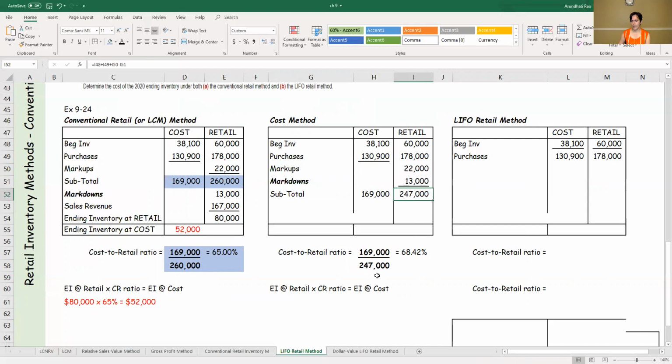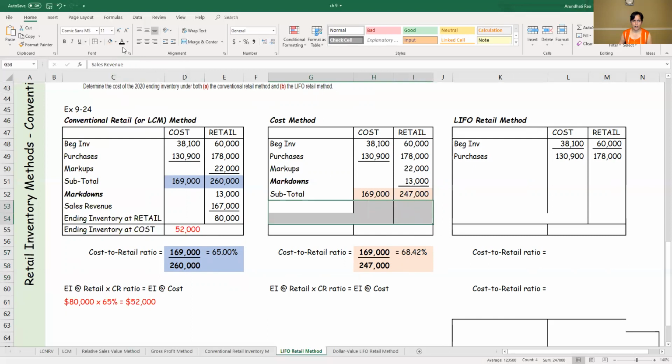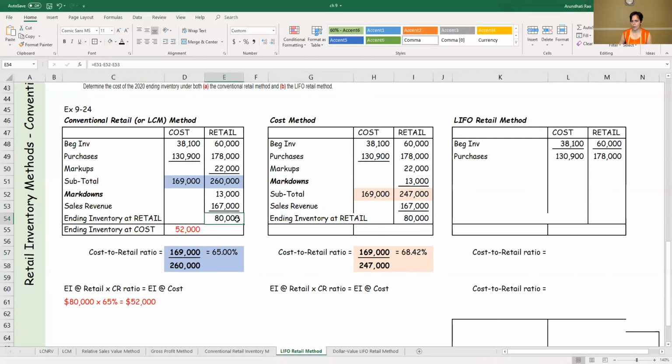So now when I go to this calculation over here, what do you see? My cost to retail ratio has dropped over here. So I'm going to put this in a different color so we can see these numbers. My cost to retail ratio is 68.42%. I put my ending inventory, my sales, and then I get my ending inventory at retail. That number is going to stay the same in both cases, that 80,000. That's not going to change. What's going to change is my ending inventory at cost.